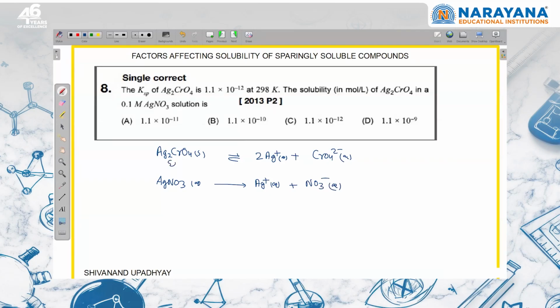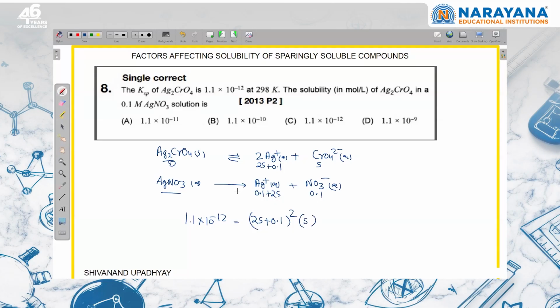At equilibrium, the solid will be there, 2S, and this will be 100% dissociated. Its concentration is 0.1 plus 2S. Here 2S plus 0.1. Again, you can write that the value of KSP is 1.1 into 10 to the power minus 12, which is equal to the concentration of Ag plus ion, 2S plus 0.1 whole square, into S. And we know that the value of S will be very small.